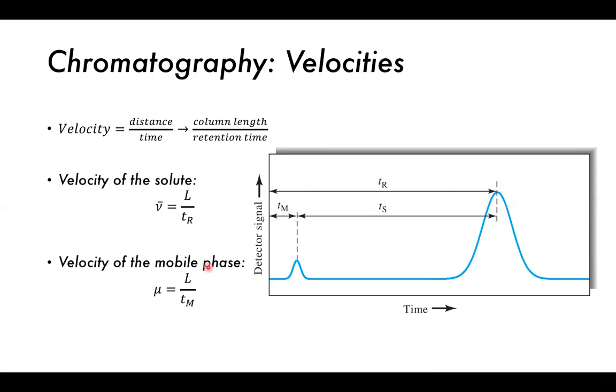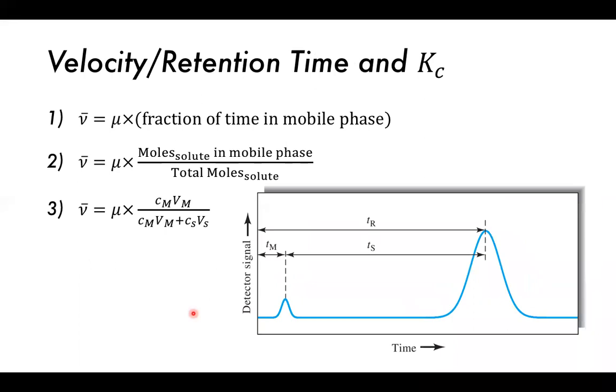And then the velocity of the mobile phase, mu, is equal to the length of the column divided by Tm, the amount of time it takes from injection to it coming out of the column at the bottom. So that would be mu, the velocity of the mobile phase. So the velocity of the solute is going to be equal to mu times the fraction of the time spent in the mobile phase.